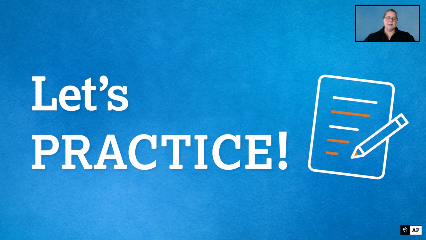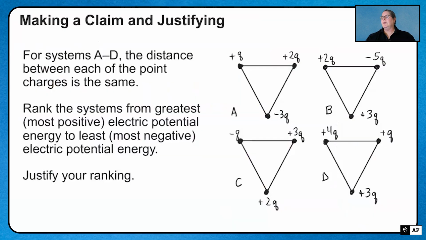So let's practice with this, making a claim and justifying. I have 4 scenarios here. The distance between each of the point charges is the same. And I want to rank the systems from greatest, or most positive, electric potential energy to the least, or most negative, electric potential energy. For the justify here, note that you can explain in words, or you can do a sort of calculation, which is what I'm going to do here.